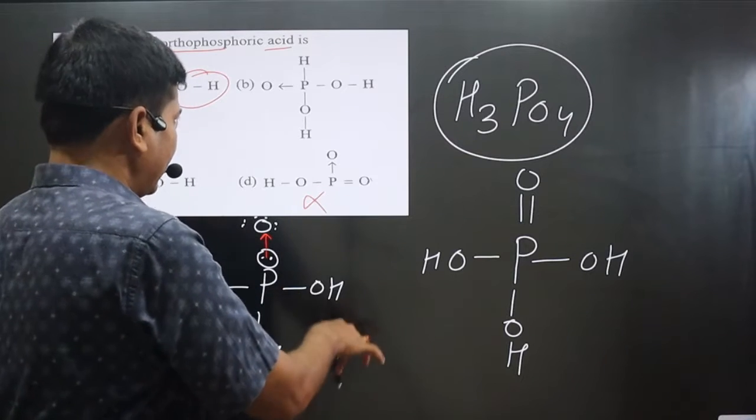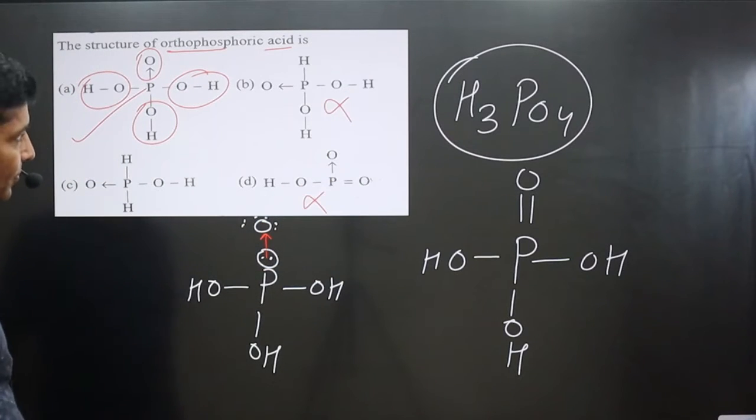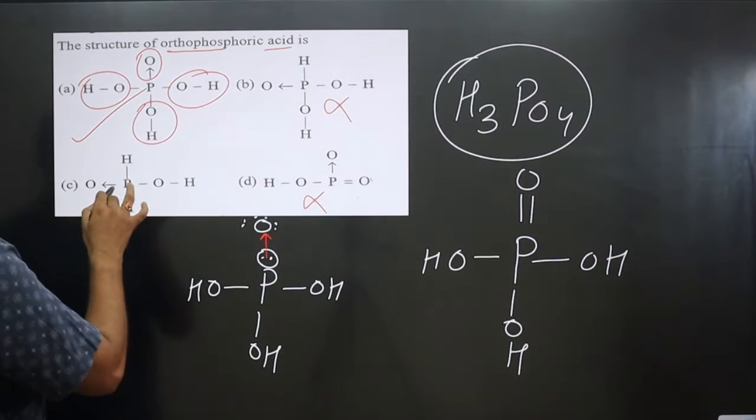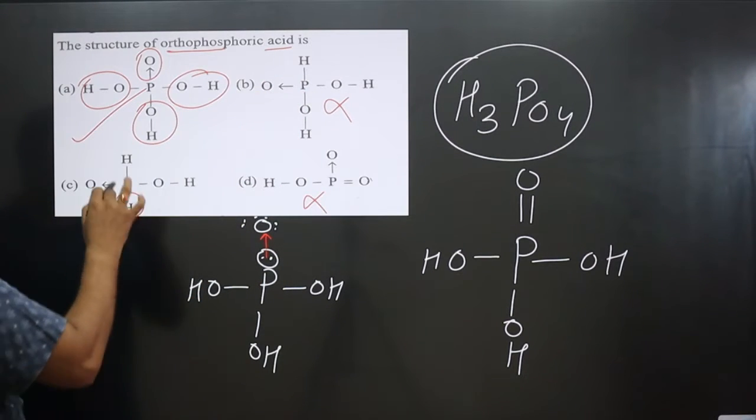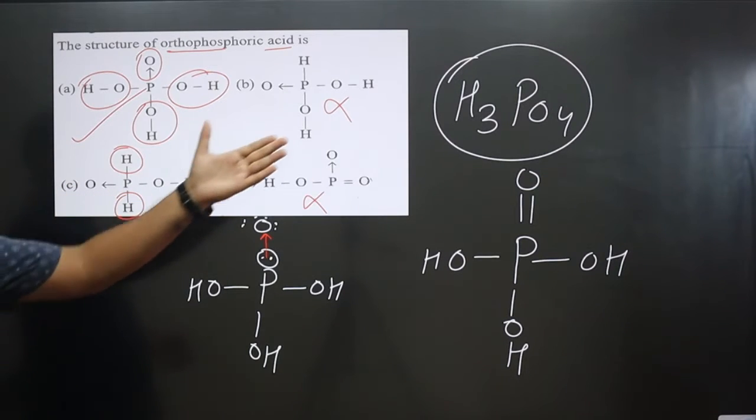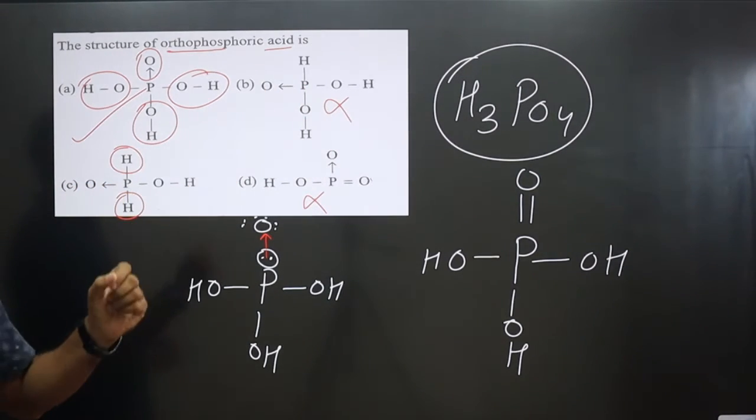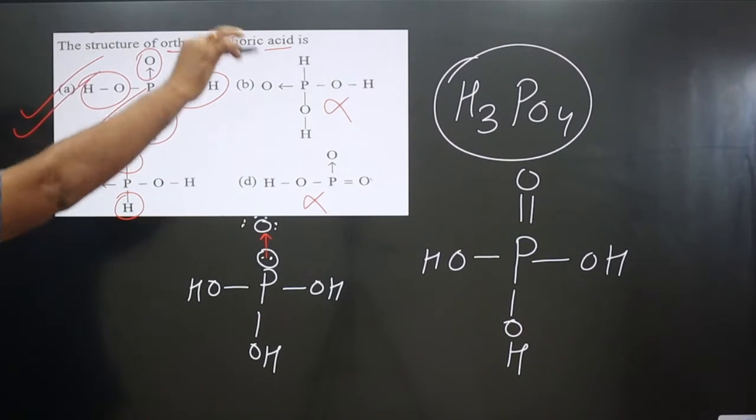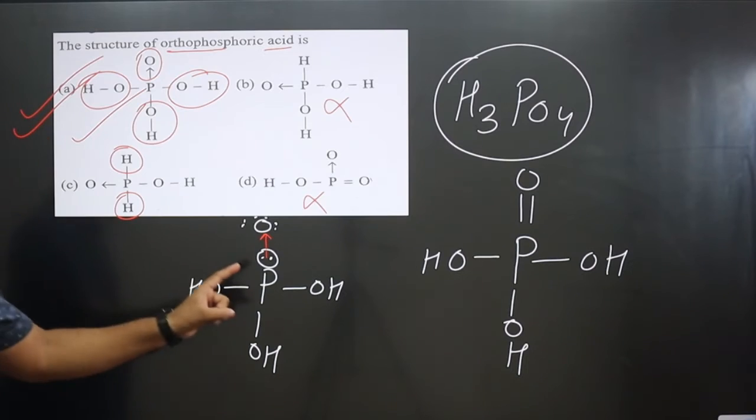It is not possible exactly. This is also not possible because phosphorus hydrogen is there. In this case, phosphorus hydrogen is there, but anyway, it does not show the total number of oxygens. It shows only 2 oxygens, while how many oxygens? 4 oxygens are present. Option A is correct, and both the structures are possible.